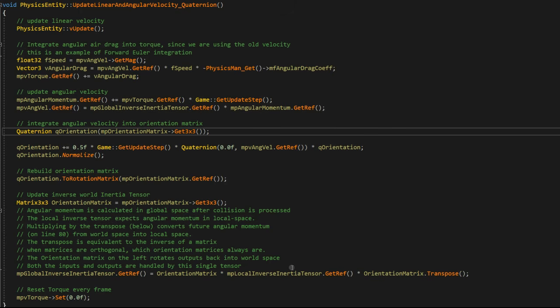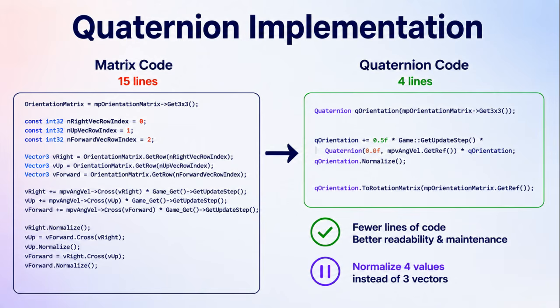The quaternion implementation reduces the integration implementation from 15 lines of code to just 4 lines. This helps with readability and maintenance. We only need to normalize the 4-element quaternion rather than 3 rotation axes vectors.